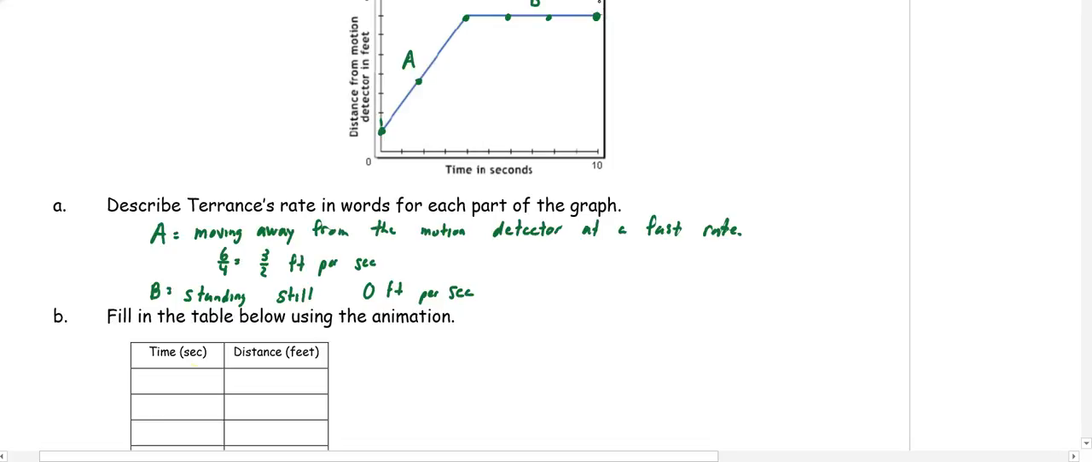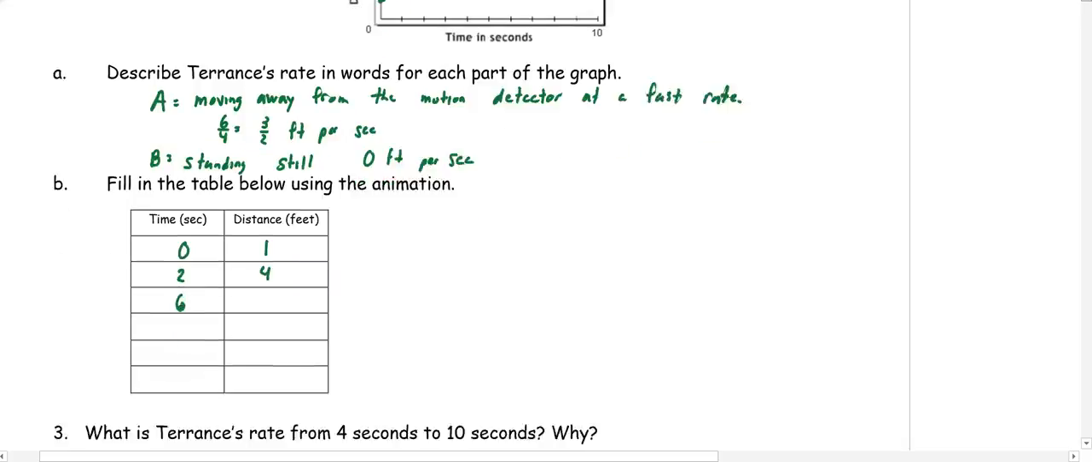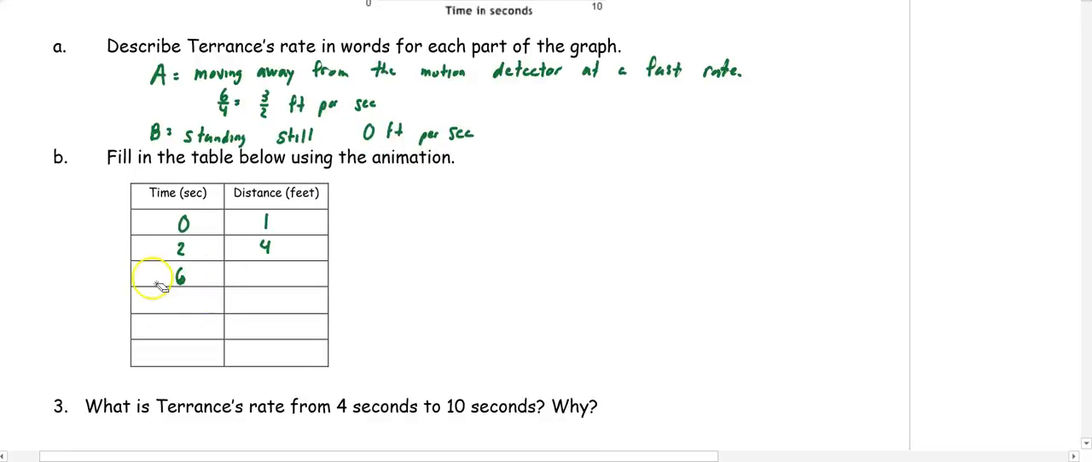So at 0 seconds, he's 1 foot away from the motion detector. At 2 seconds, he's 1, 2, 3, 4 feet away. At 6 seconds, he's 1, 2, 3, 4, 5, 6, 7, and then he stays at that distance away. So 4 seconds, we said he's at 7, and then every second after that, he also stays at 7 feet.